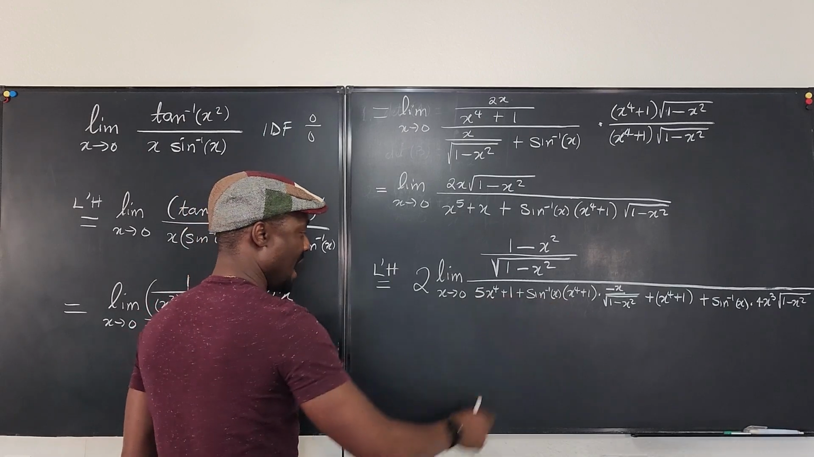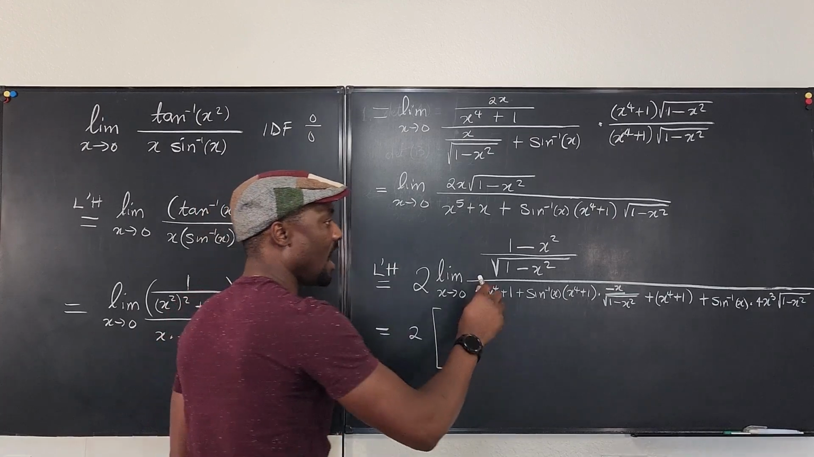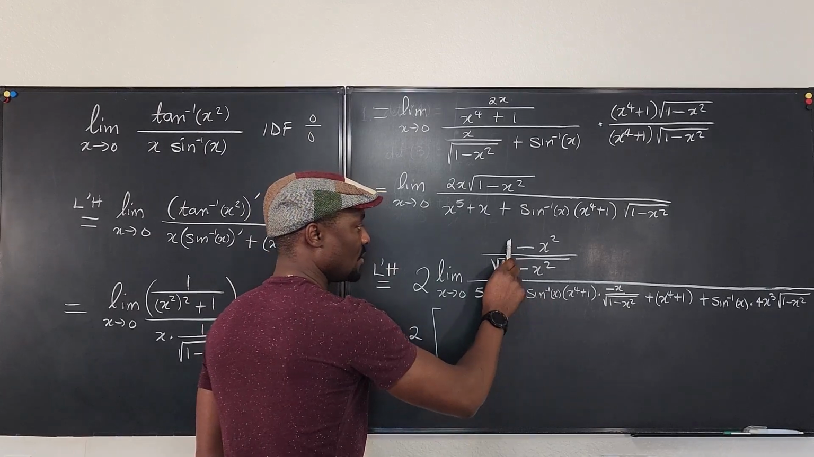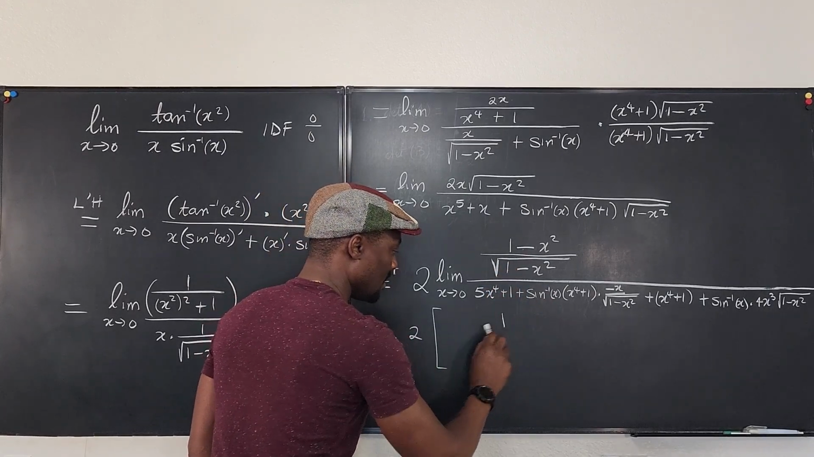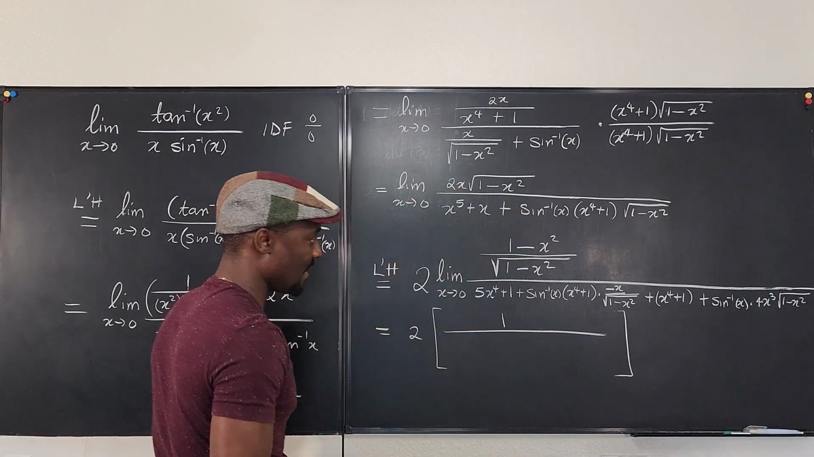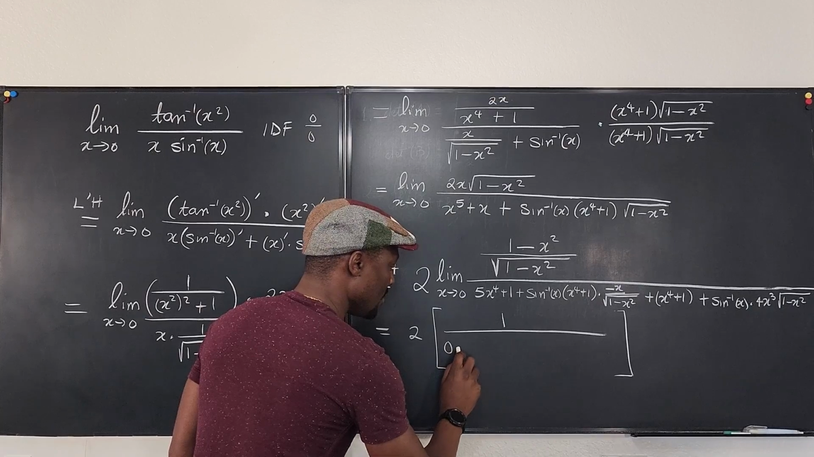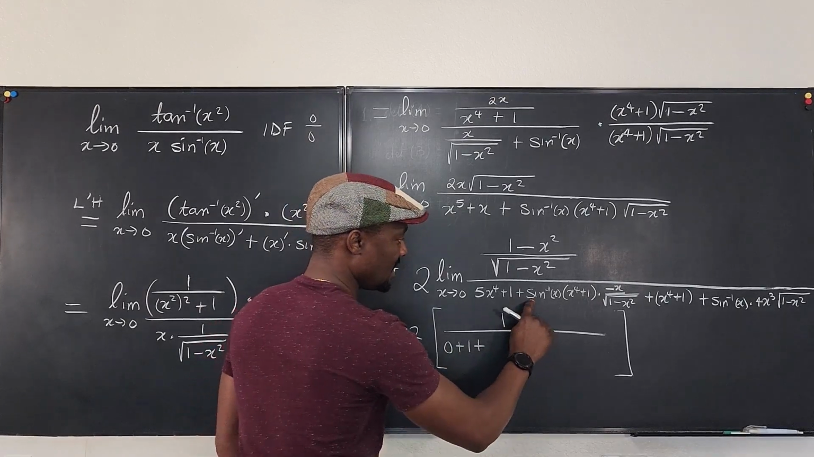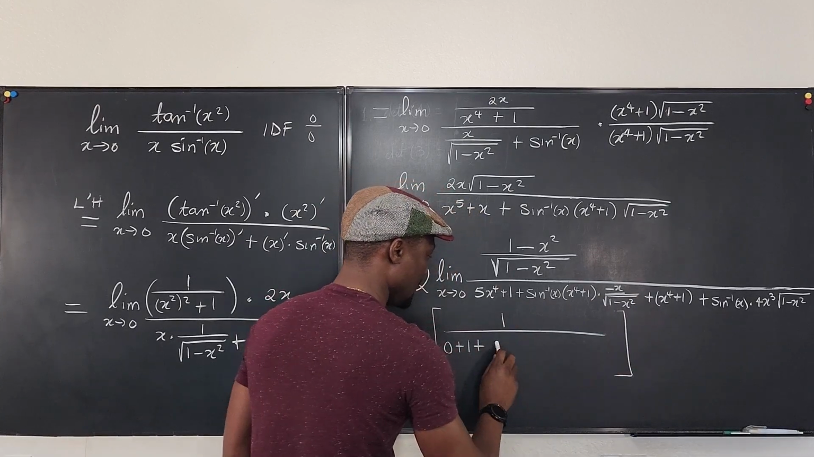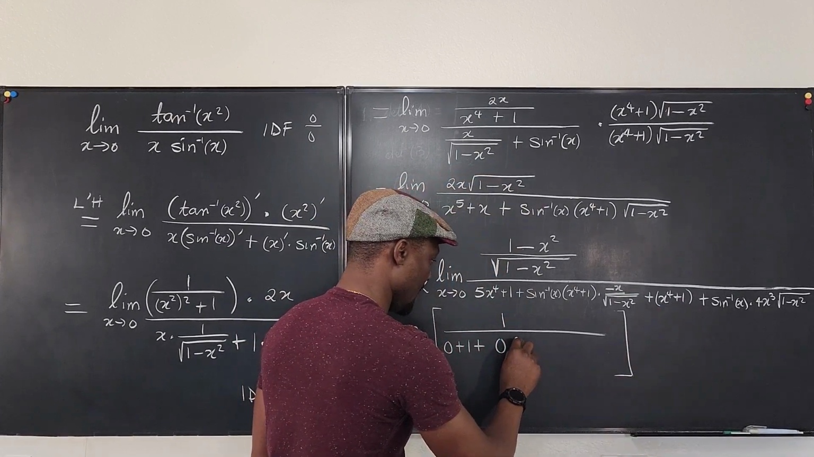If we plug in 0 now, our answer is going to be 2 times, see what we have. On top, I'm going to have 1 minus 0, and then I have the square root of 1 minus 0. So this is 1 over 1, which gives me 1. Nice. In the bottom, what would I get? This is going to be 0 plus 1. So I'm going to have 0 plus 1 plus, this is 0. And 0 times anything is 0. So this entire term is 0. I go here, this is going to be 0 plus 1. That gives me 1. Nice.